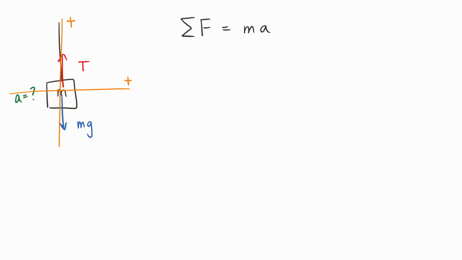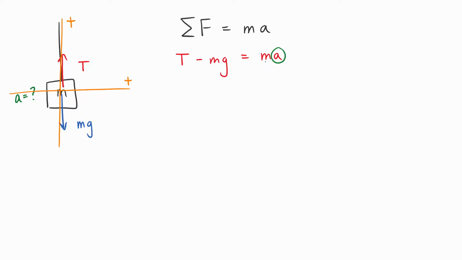This will just help us add the vectors together. So here, when we want to find the net force, we'll say that the tension is pointing in the positive direction, so we have positive tension, plus this weight, mg, which is pointing in the negative direction, so it'll be minus mg, and that's going to be equal to ma.